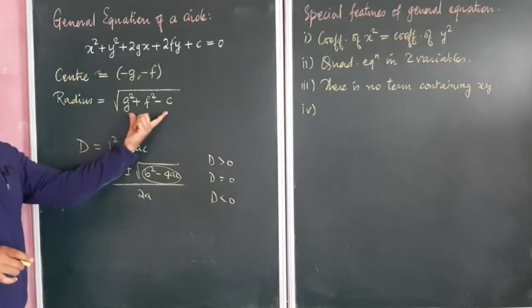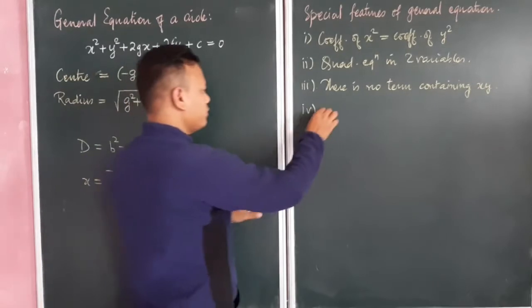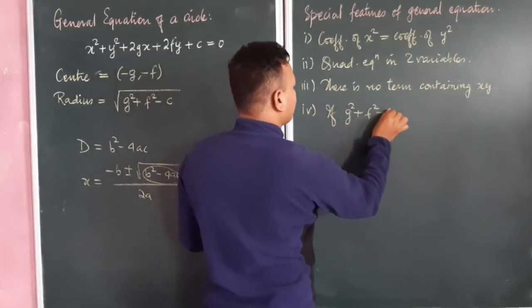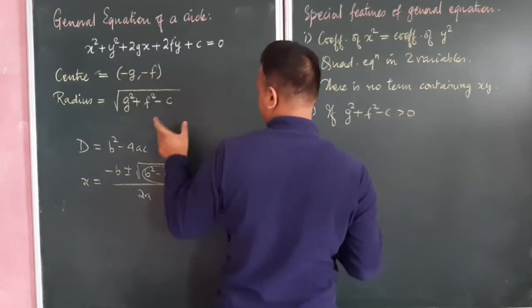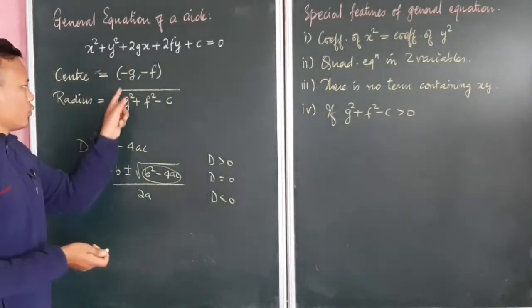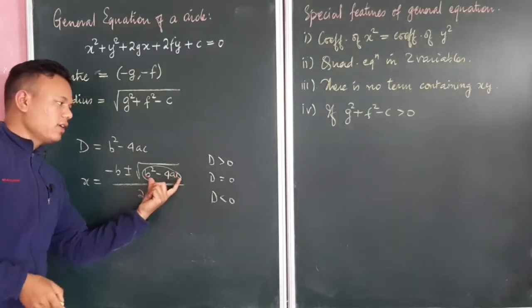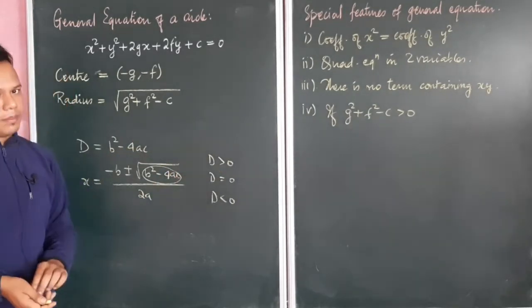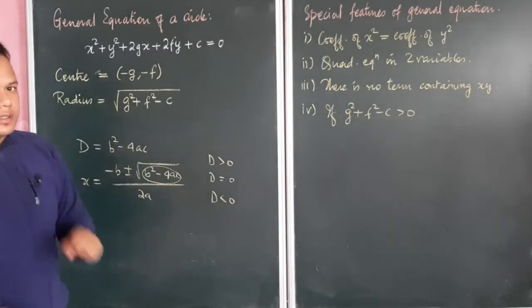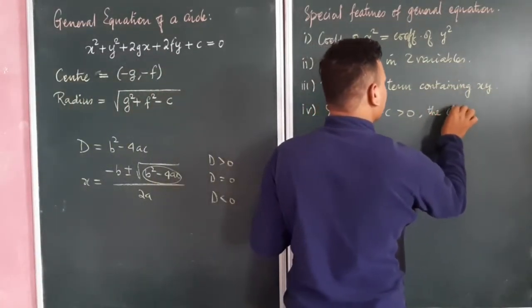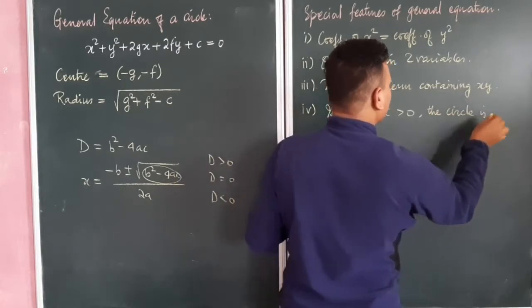So in this case also we will take up this one. If g square plus f square minus c is greater than 0, that means whatever quantity is within the square root becomes positive, then what happens? Then the circle is real.